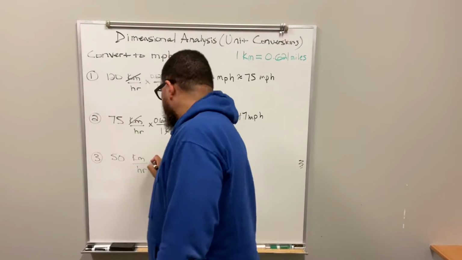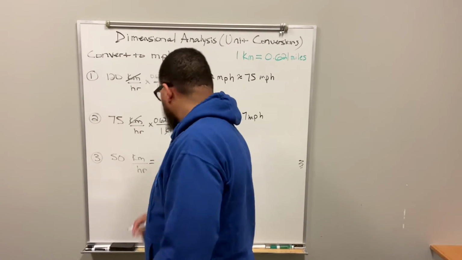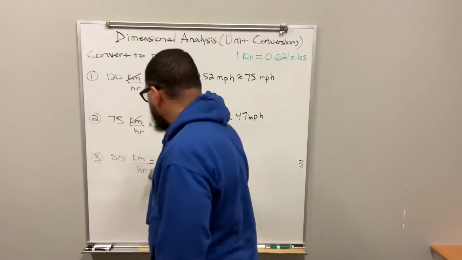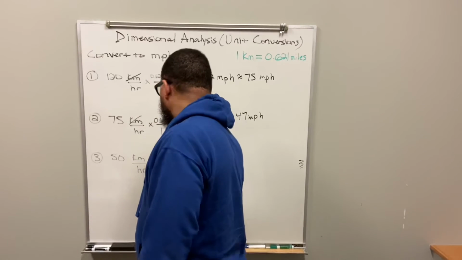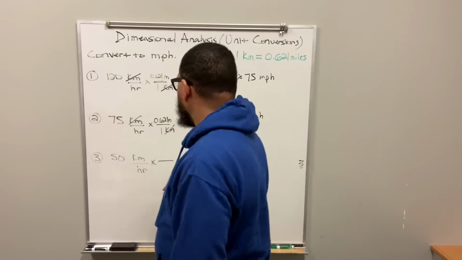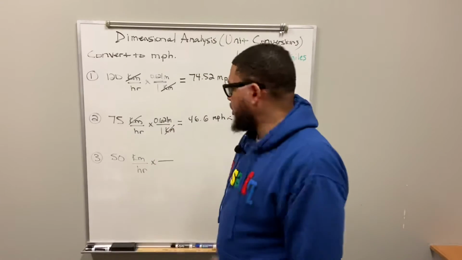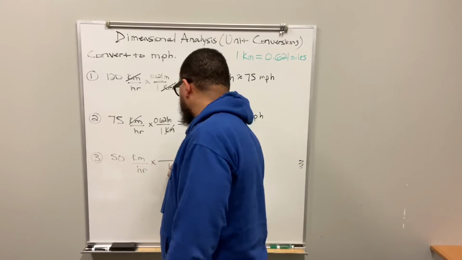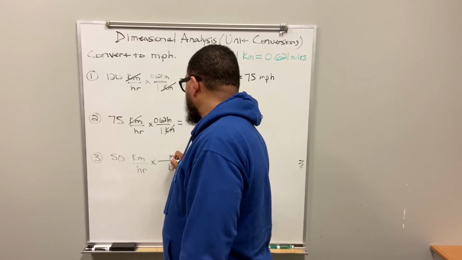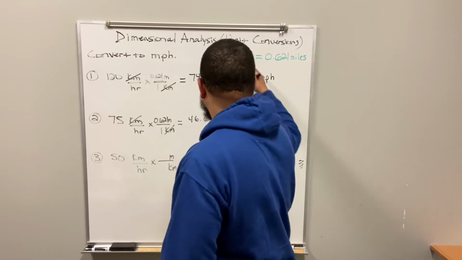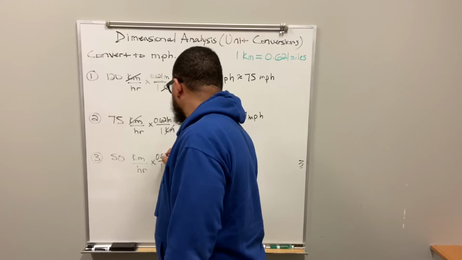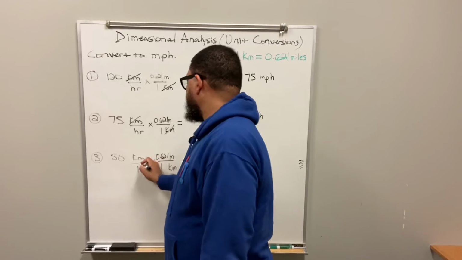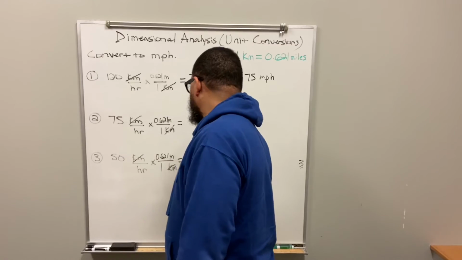Now, last but not least, number 3. It's not an equal sign. That should be a multiplication sign. Just like these first two. So we got the multiplication sign. Now, it's going to be the same fraction. I'm trying to get rid of kilometers. Boom. And I'm trying to get miles. So 1 kilometer is equal to 0.621 miles. All right. So I cross my kilometers out.